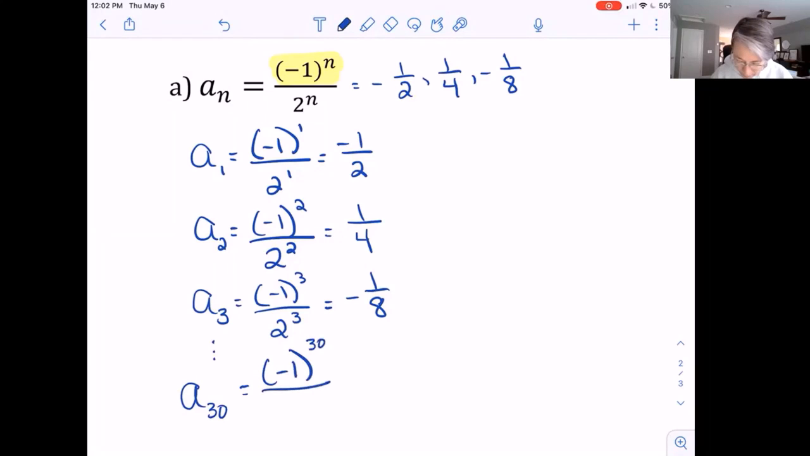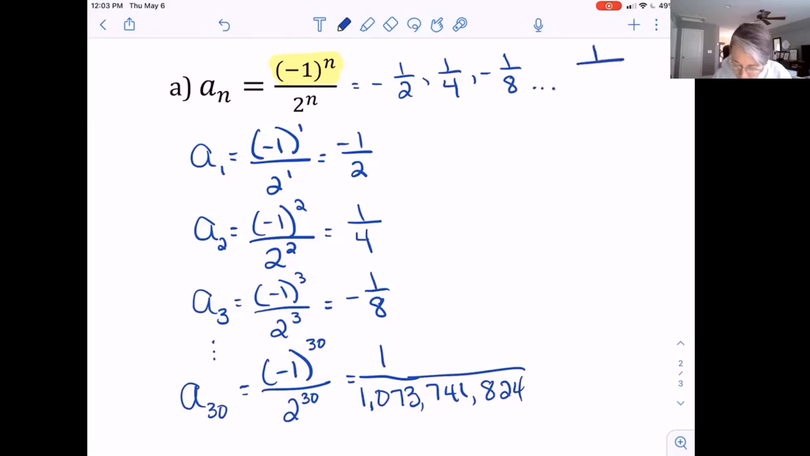-1 to the 30th divided by 2 to the 30th. Well, again, -1 to an even exponent is going to give us a +1. And 2 to the 30th is pretty large. Normally, I would just have you leave it as 2 to the 30th power. But if you were to multiply it out, I've already written it out here. It is 1,741,820. But again, I'm fine if you have an exponent that large to just go ahead and leave it as 2 to the 30th.